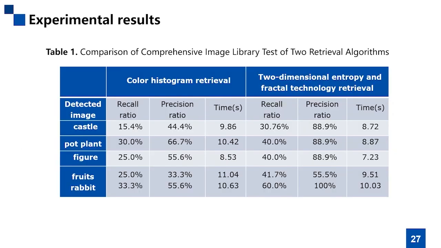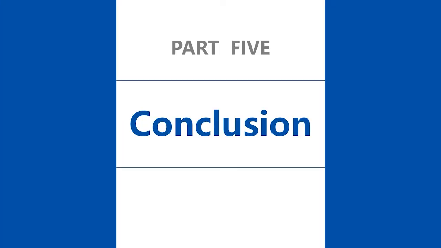According to the test results, the image retrieval algorithm based on two-dimensional entropy and structural similarity proposed in this paper has higher precision ratio and recall ratio than the color histogram retrieval algorithm in the comprehensive library retrieval test, and the retrieval time of the algorithm in this paper is shorter. Thus, it further proves the advantages of the retrieval algorithm proposed in this chapter.